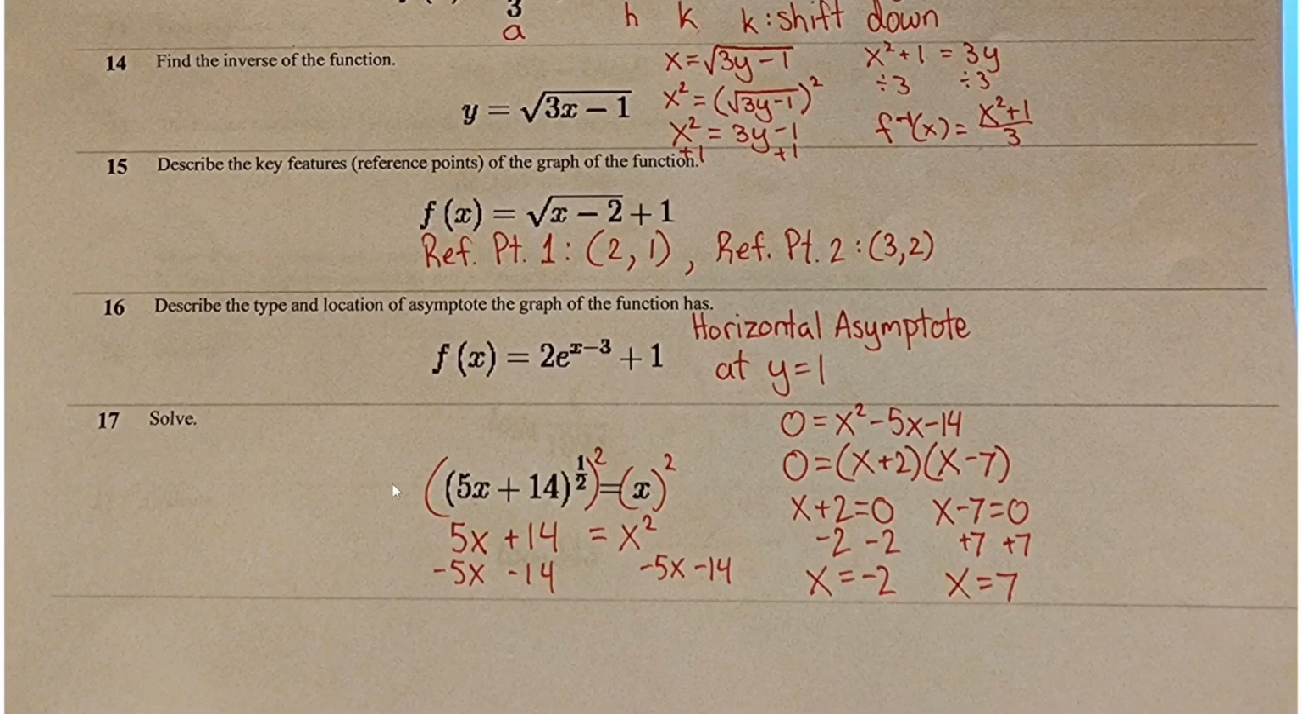Number 17, we want to solve this thing. Well, we have a power of 1/2, for the record. That is the same as a square root. And you cancel square roots with squares. So I'm going to square both sides, and I get x squared. And you know what? That's now a quadratic. And I'm going to solve this equation.